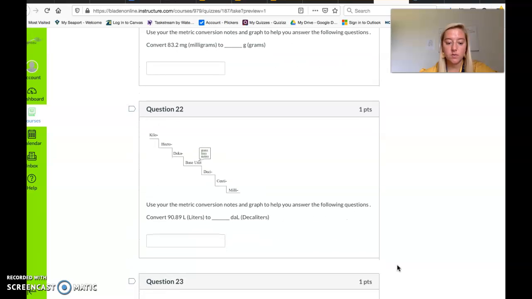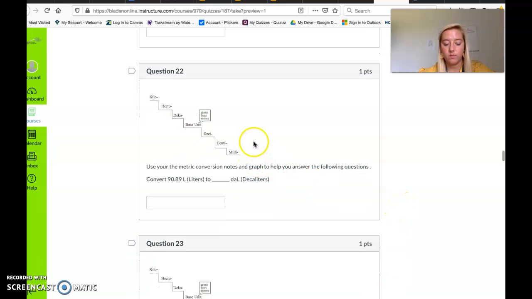Question 22. Use the metric conversion notes and graph to help you answer the following questions. Convert 90.89 liters to decaliters. Use the graph.